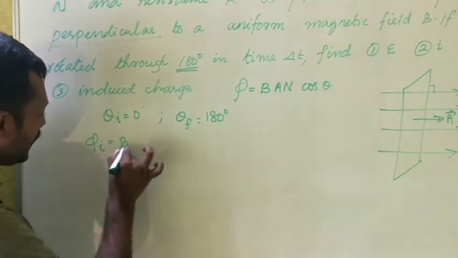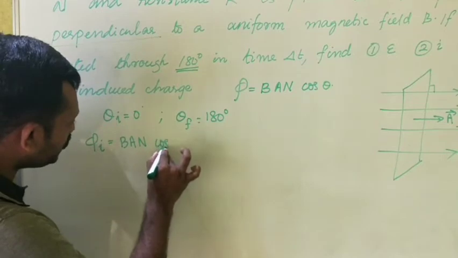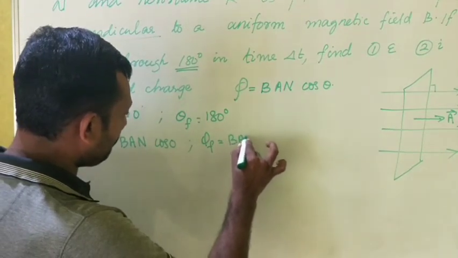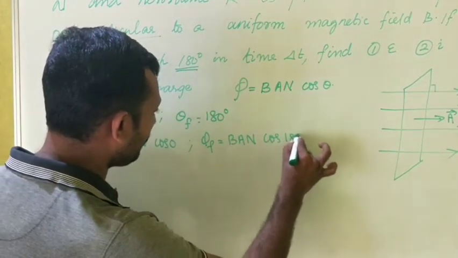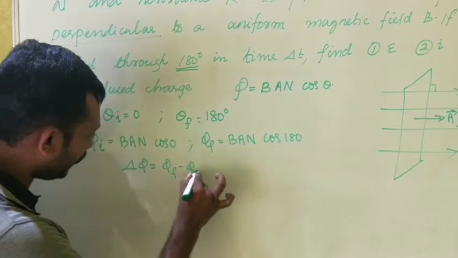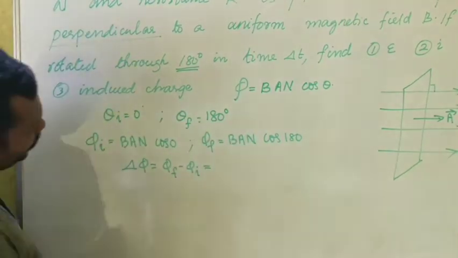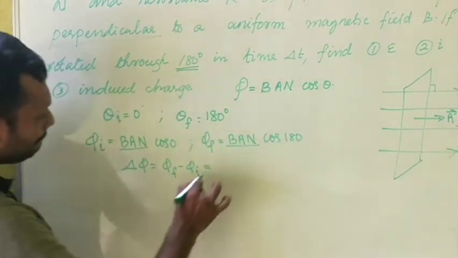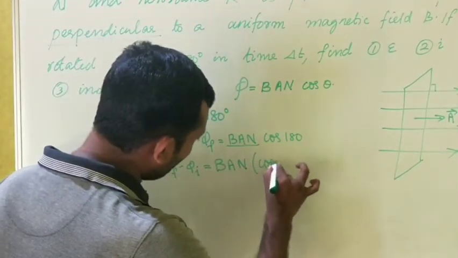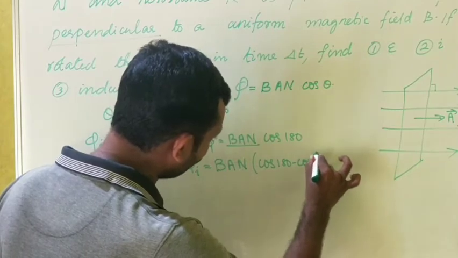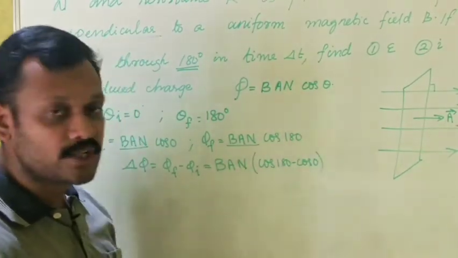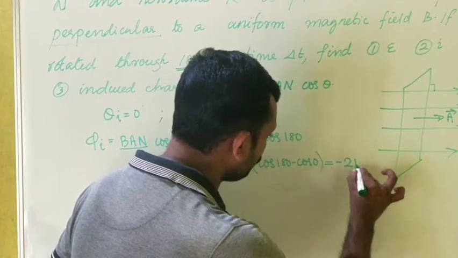Initial flux is equal to BAN cos 0. Final flux is equal to BAN cos 180. Change in flux delta phi is equal to phi f minus phi i. In phi f and phi i you can take BAN as a common factor. So this is BAN into cos 180 minus cos 0. As you all know, cos 180 is minus 1 and cos 0 is 1. This is minus 2 BAN.